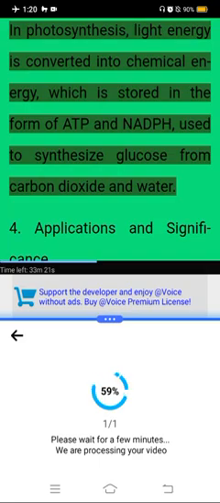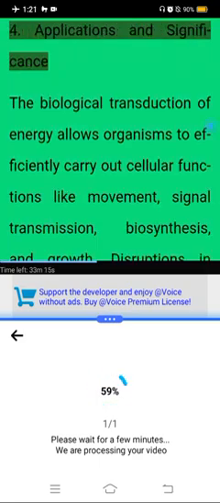In photosynthesis, light energy is converted into chemical energy, which is stored in the form of ATP and NADPH, used to synthesize glucose from carbon dioxide and water. 4. Applications and significance.